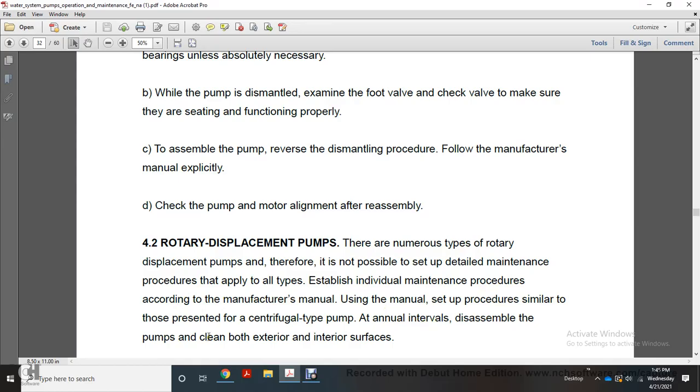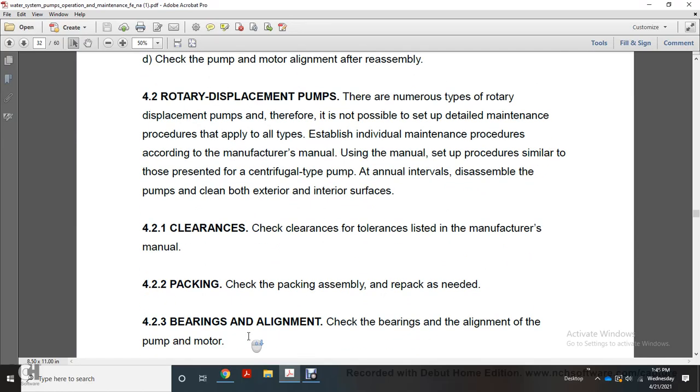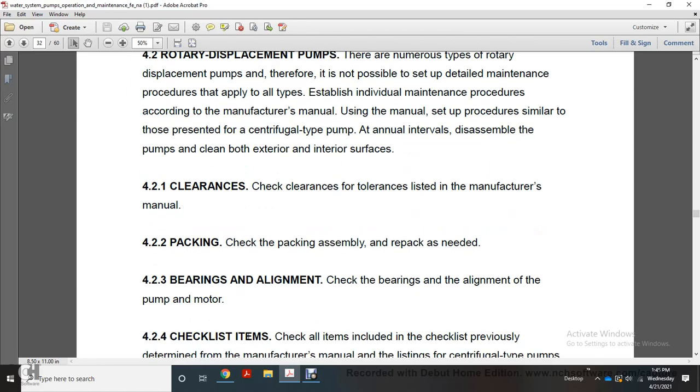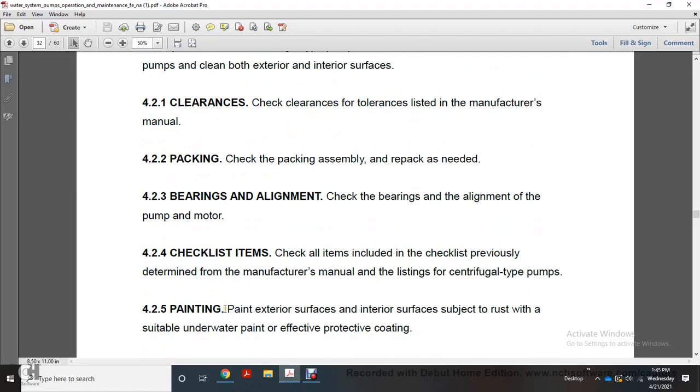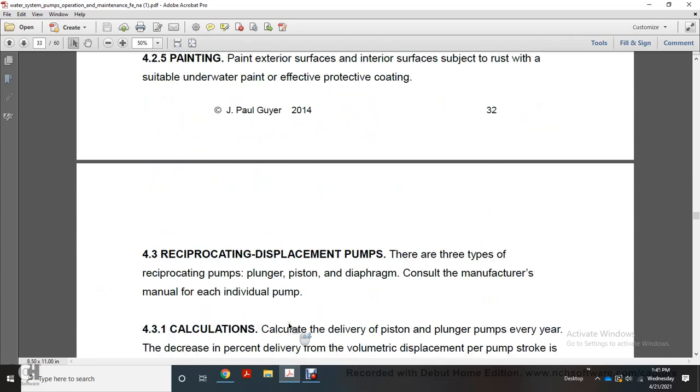At annual intervals, disassemble the pump and clean both exterior and interior. For clearances, check the clearance tolerance listed in the manufacturer's manual. Packing: check the packing and repack on assembly. Check the bearings and alignment of the pump and motor. Checklist items: check all items included in the checklist previously determined from the manufacturer's manual for centrifugal type pumps. 4.2.5 Paint the exterior and interior to protect against rust with a suitable underwater paint and effective protective coating.